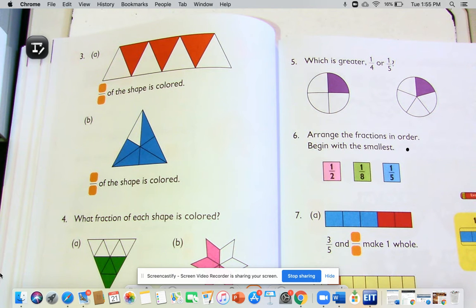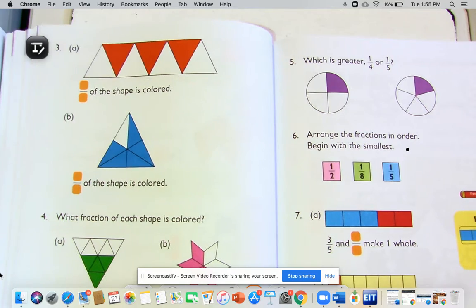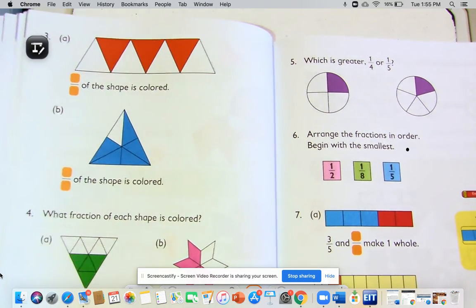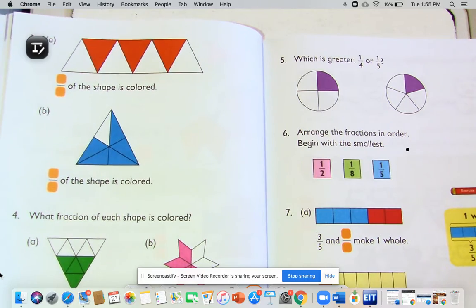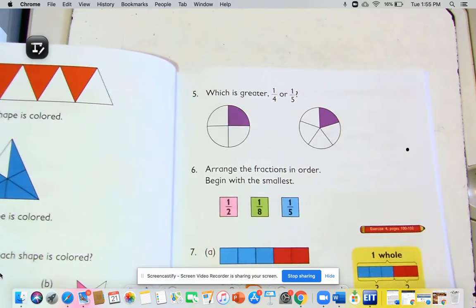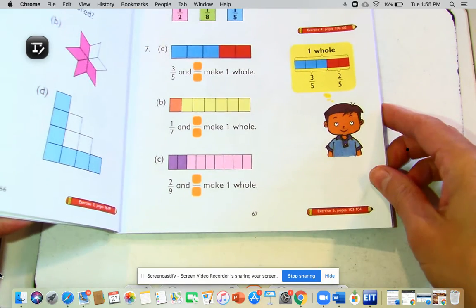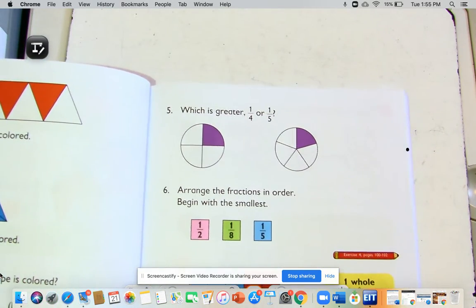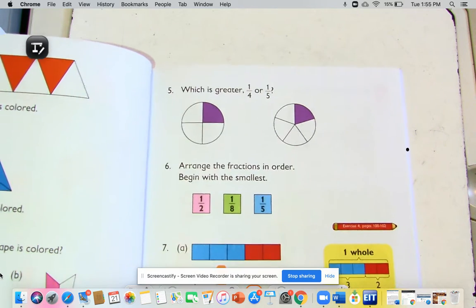Hello, math students. Today we are going to talk about putting fractions in order, comparing them, seeing which one is bigger and which one is smaller. So we are going to take a look at our textbook, page 67, and we just have a couple of practice problems for today.